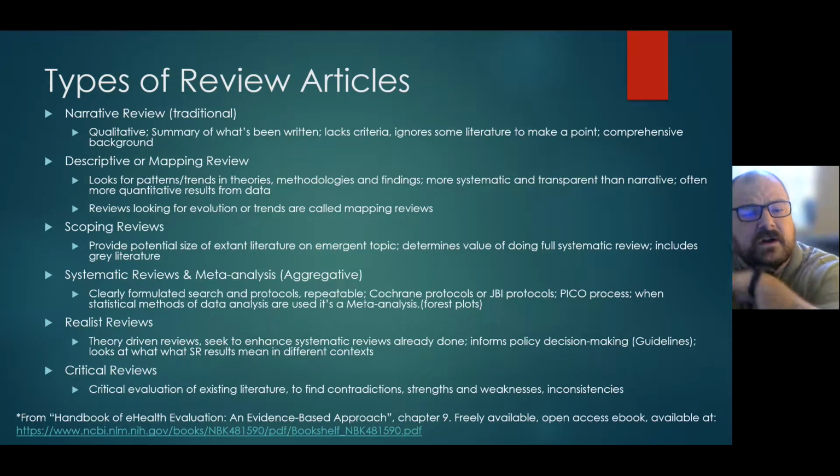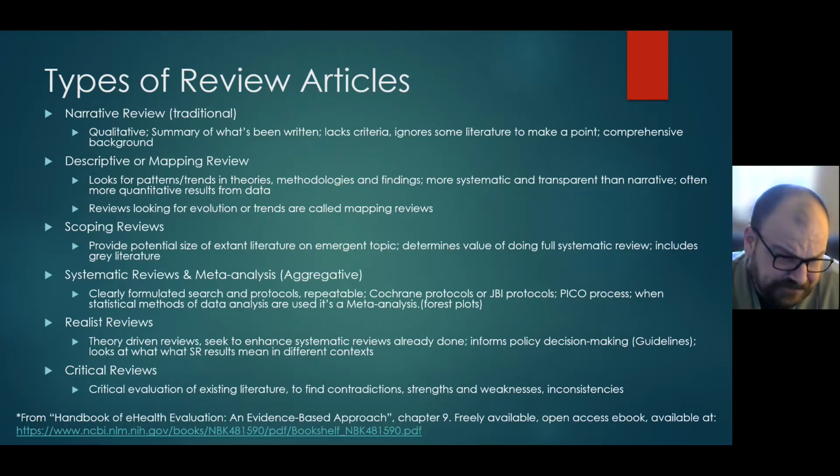Realist reviews are a way to add value to existing systematic reviews. You may find a lot of systematic reviews on a given topic, but not necessarily in every different context. These help you take the results of systematic reviews and see how they might apply in those different clinical contexts. They help inform decision and policy making. A lot of times this is how guidelines are developed.